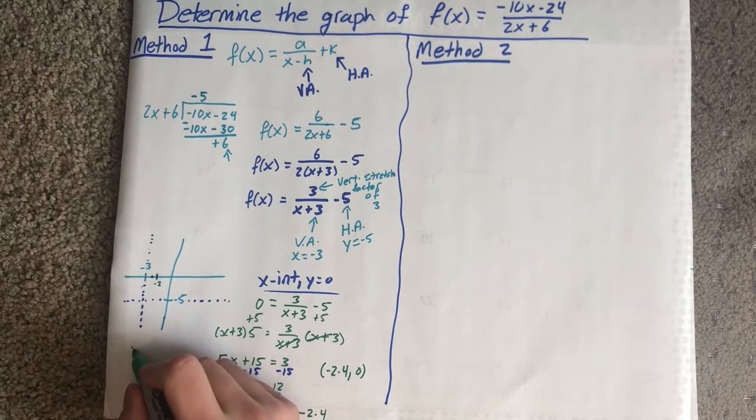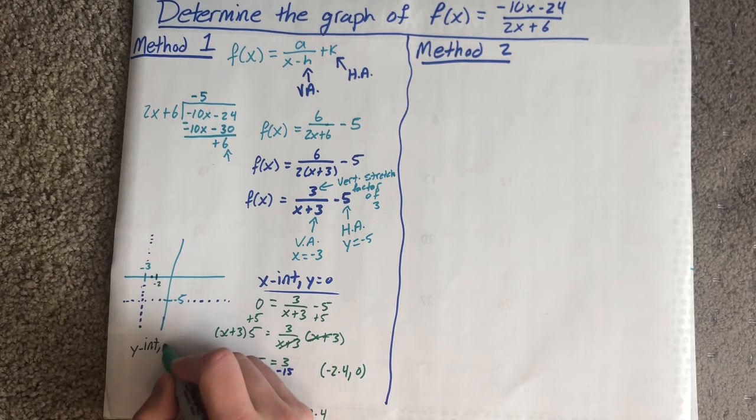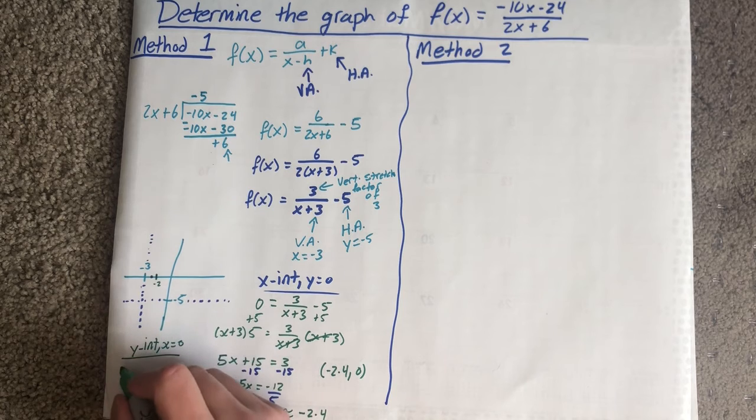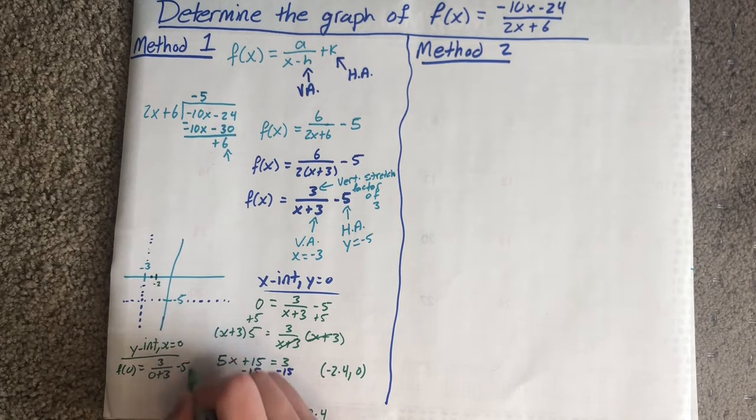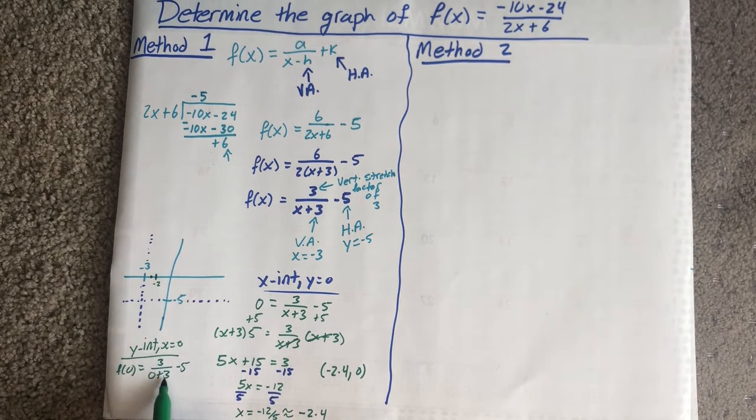Now let's quickly find our y-intercept. That's when x equals 0 in this case. So let's plug that in. f at 0 gives me 3 over 0 plus 3 minus 5. 3 divided by 3 gives me 1. Minus 5 will give me negative 4.